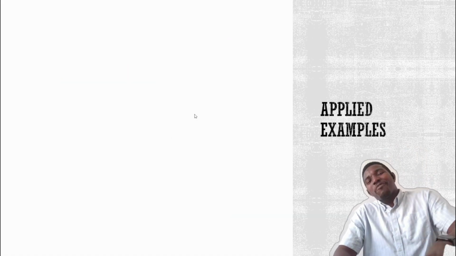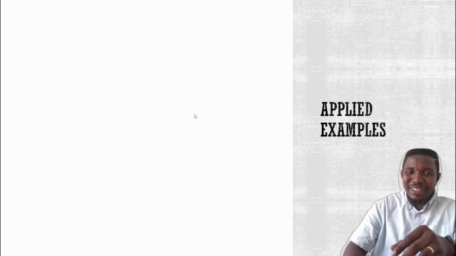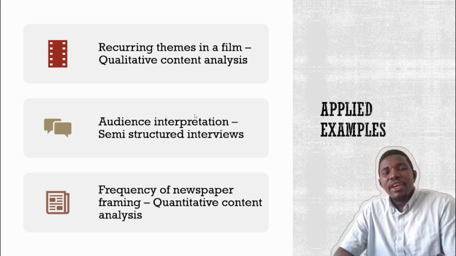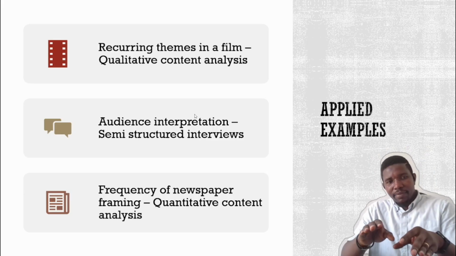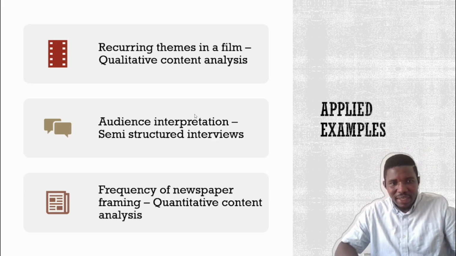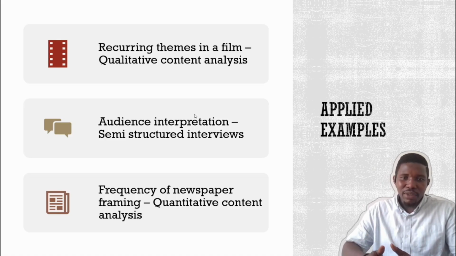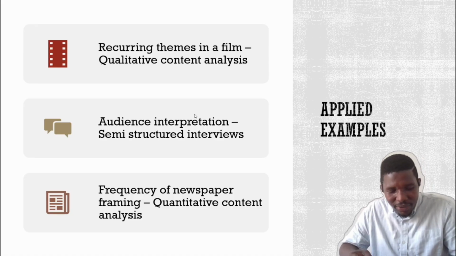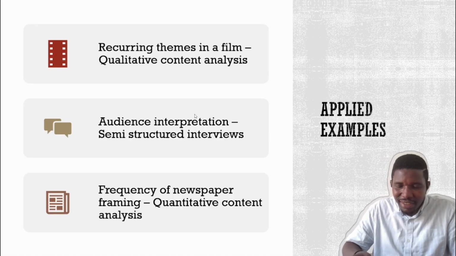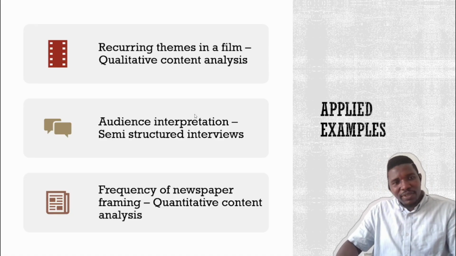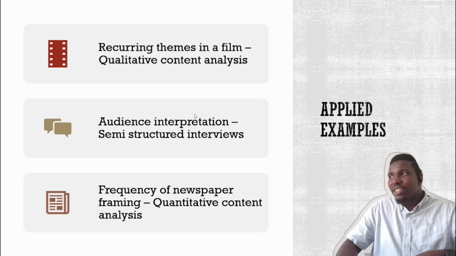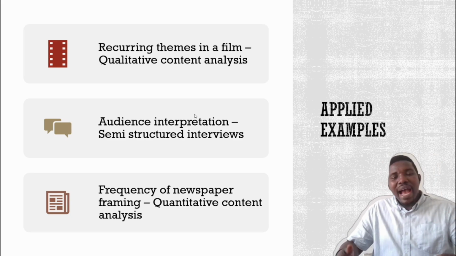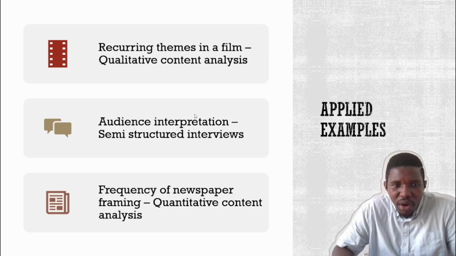All right, so let's apply the examples. Let's take a look at some examples here. Look at how to recurring themes in framing with qualitative content analysis. Think about recurring themes. What are those major things that you're seeing? Are you beginning to see a theme of corruption? Are you beginning to see a theme of depicting women in a very negative way? Are they appearing like objects?